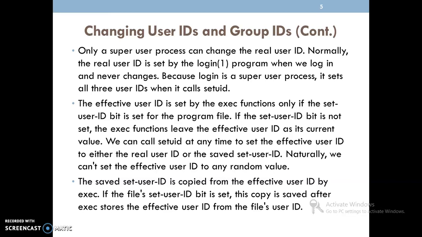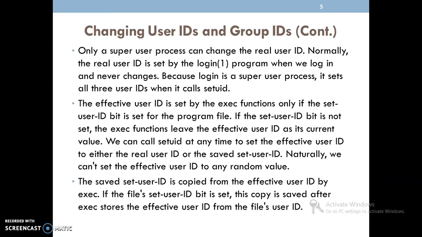So we can call the setUID function at any time to set the effective user ID to either the real user ID or the saved user ID. Naturally, we cannot set the effective user ID to any random value. That means when I call the exec functions, with respect to that one, the set user ID bit should be on. So in that case, we can set it. If the set user ID bit is not set, the exec function leaves the effective user ID at its current value, and it will not be changed.